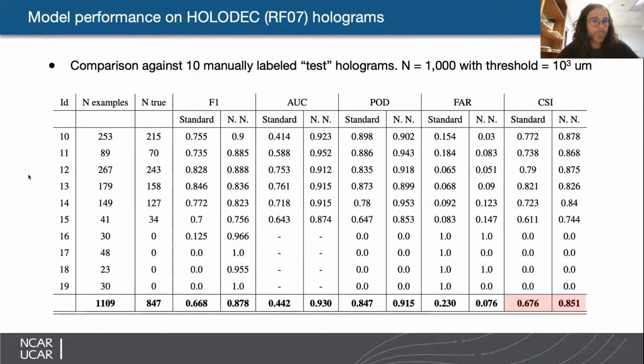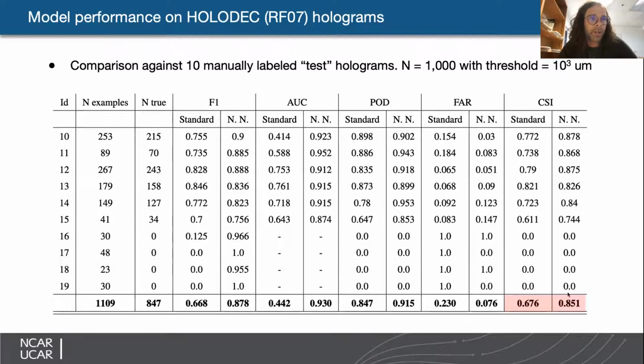All right, so this table here is now showing a performance comparison between our neural network and the standard method performance on 10 holodeck holograms, okay? So basically I've just labeled them 10 to 19. This is just showing you how many examples were in these holograms that we manually labeled, that we manually evaluated every single one of these. And true is how many particles we thought were actually in the holograms. I want you to note that for holograms 16 through 19, we thought there were no particles in there.